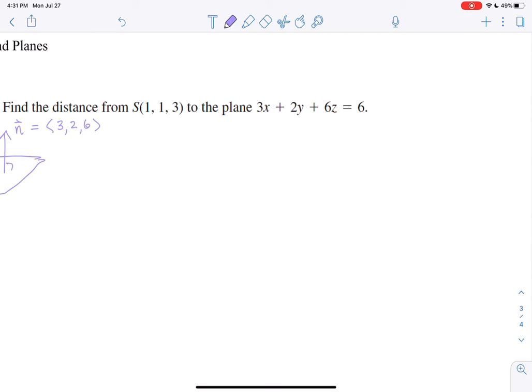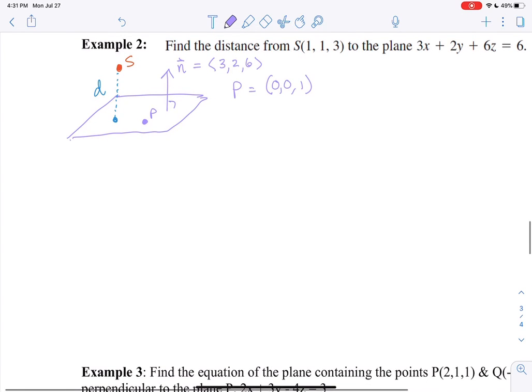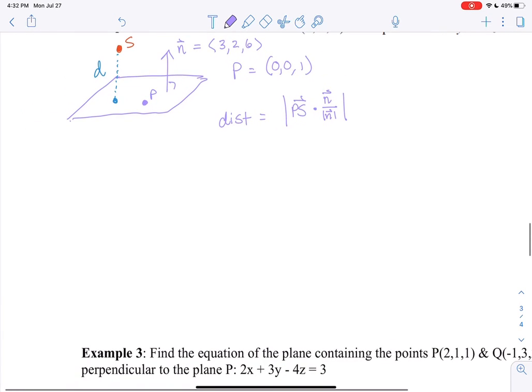Now a really easy one that we could use is 0, 0, 1. If you plug in 0, 0, 1, that definitely satisfies this equation. So for P, the point on the plane, we'll use 0, 0, 1. I just try to pick the easiest points since you can pick any one. So now we know the distance is equal to the magnitude of PS dotted with the unit normal vector. So let's work on finding all of the pieces of this equation.